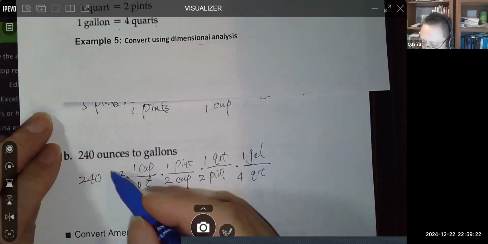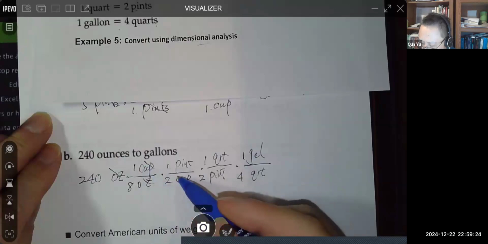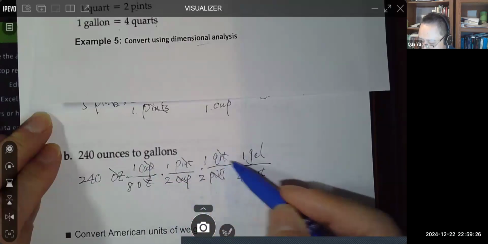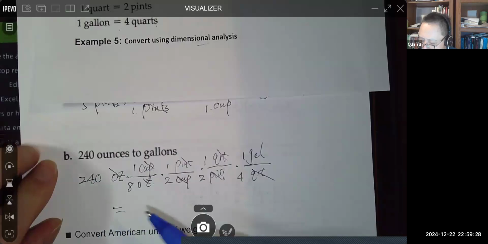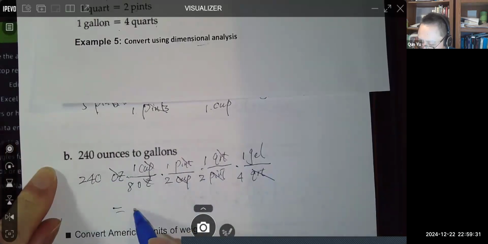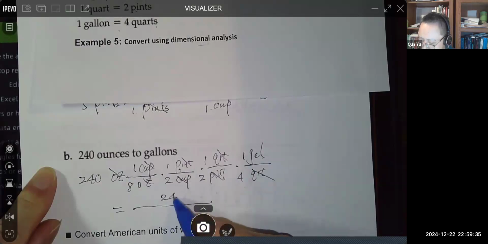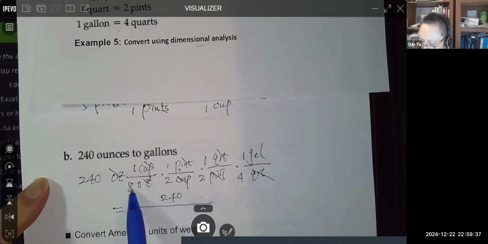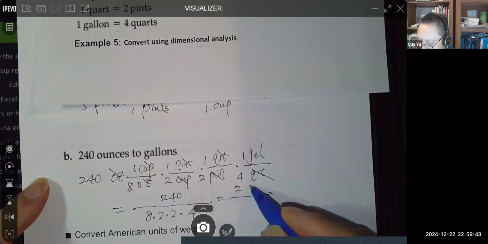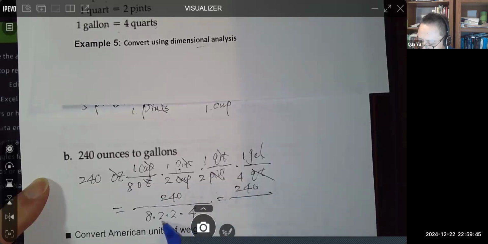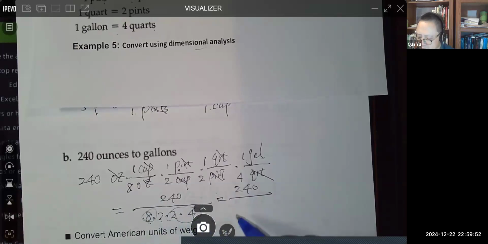Now all of these units get canceled. Eventually, we only have a gallon left. Now multiply everything on the top. Well, they happen to be 1, all of them. So I guess we just get 240 on the top. On the bottom, we have 8 times 2 times 2 times 4. So 240 divided by, this is another 8, 64, 128.